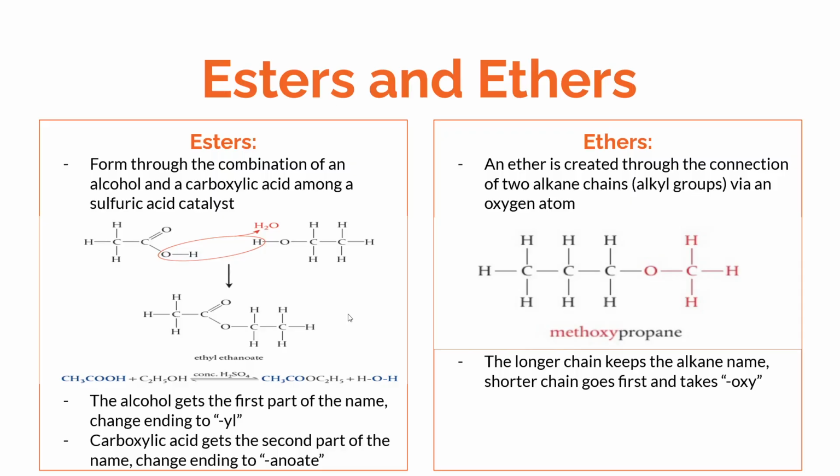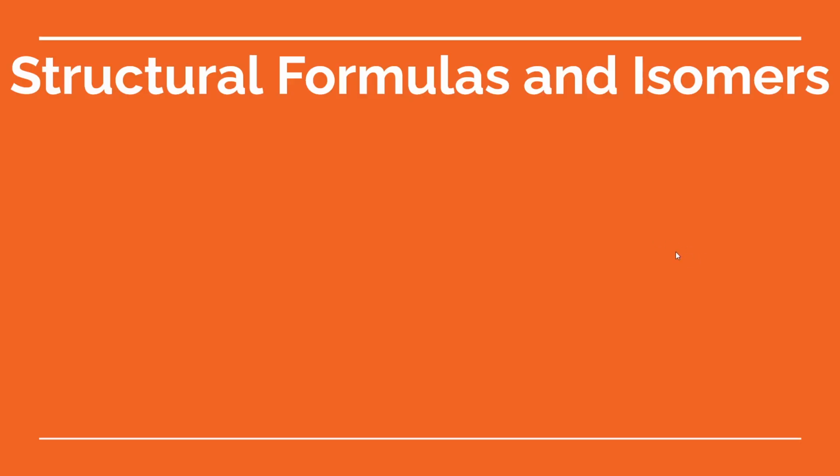Now ethers are created through the connection of two alkane chains, or what are called alkyl groups, via an oxygen atom. So the longer chain keeps the alkane name, and the shorter chain goes first and takes -oxy. So here we had a methane, right? And at some point it lost a hydrogen and bonded to an oxygen, and that oxygen bonded to this propane, so it's going to become methoxy, and you're just going to keep the propane.